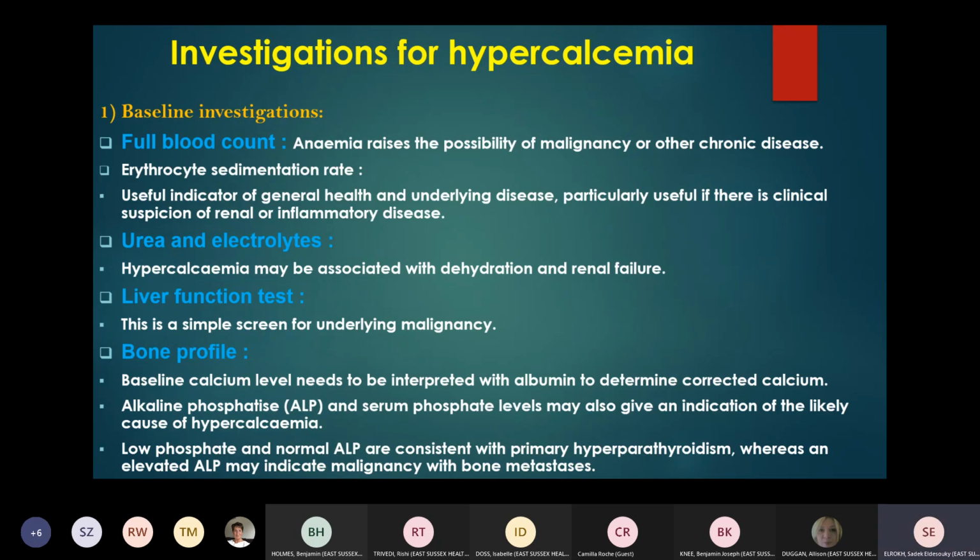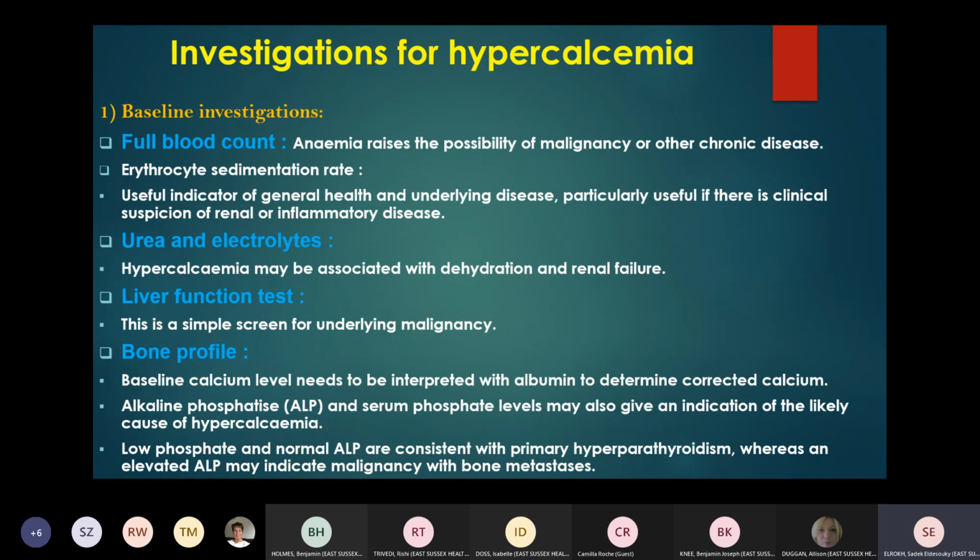Investigation for hypercalcemia. Actually, you have to start the investigation step by step. First of all, you have to ask for basic investigations, including full blood count to check for any evidence of anemia, which could be because of underlying malignancy, for example, or because of chronic liver disease. ESR is very important actually to check for any underlying inflammatory cause, especially sarcoidosis and granulomatous disease. You will find ESR is high.